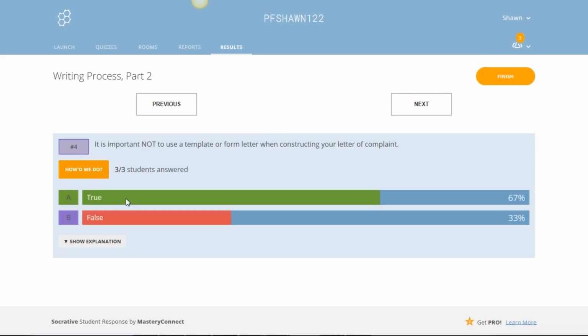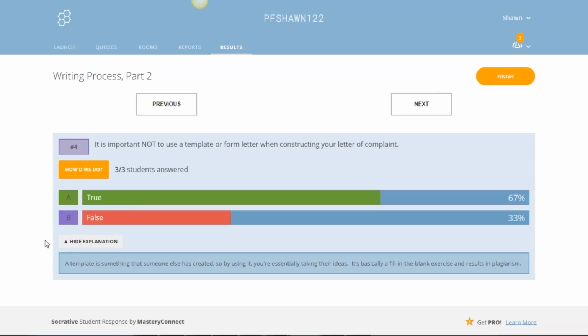The correct answer was true, which looks like 2 of you chose true and 1 chose false. All right, so remember, a template is something that someone else created, so by using it, you're essentially taking their ideas. It's basically a fill-in-the-blank exercise and will result in plagiarism. And we do issue plagiarism for students who use a template, so definitely make sure you do not do that. Remember, the work that you do must be all done on your own, and it must come from your own head. You shouldn't look anything up or use any other resources or do any research.